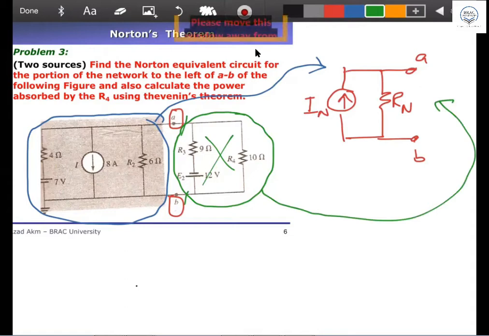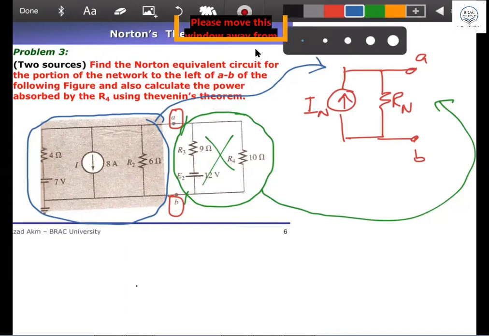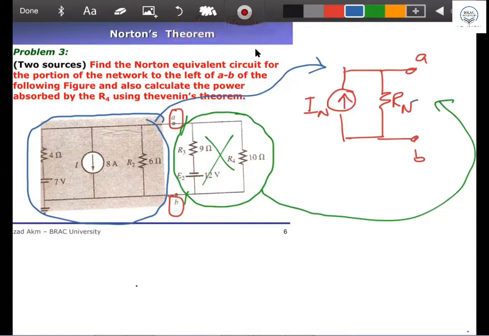Okay, assume the green circuit has disappeared. Now, what will be the equivalent for the shaded blue circuit? Now, we are going to see that. You have to go exactly the same way. First thing first, what is the first job? What do you find first, RN or IN? RN. Good. So our target is to find the value of Rn.